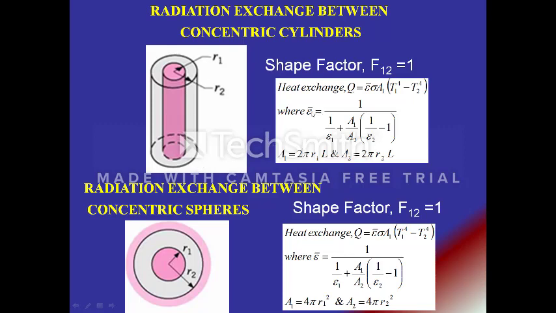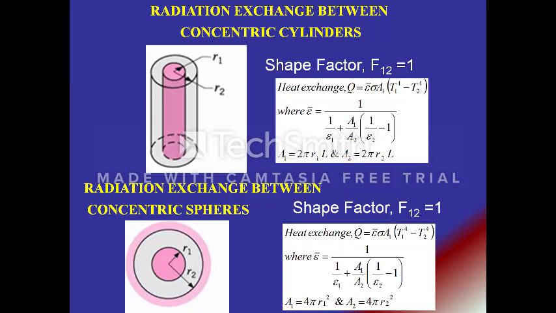And please note epsilon bar is equal to 1 by epsilon 1 plus A1 by A2 into 1 by epsilon 2 minus 1, where A1 is the surface area of the inner cylinder and A2 is the surface area of the outer cylinder. A2 is 2 pi R2 into L. So this area ratio has to be considered while calculating epsilon bar.